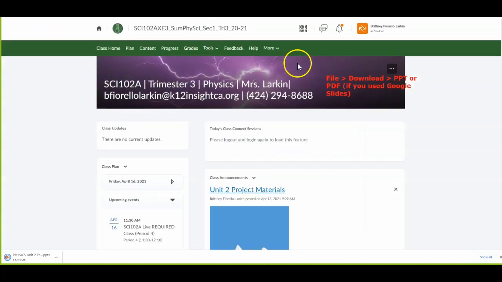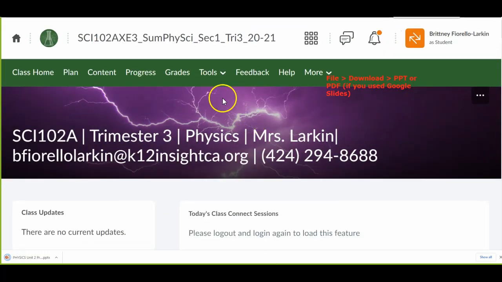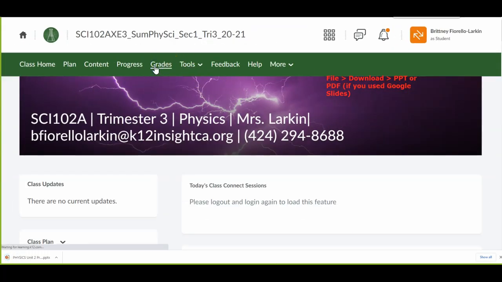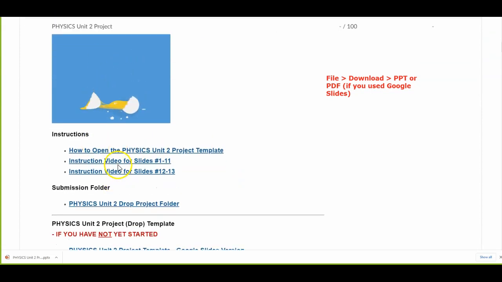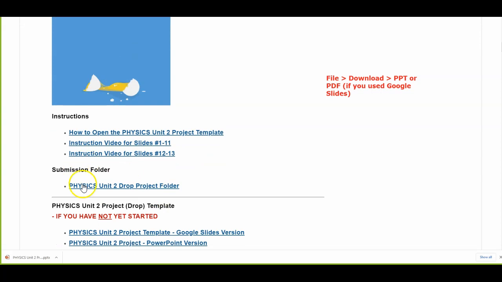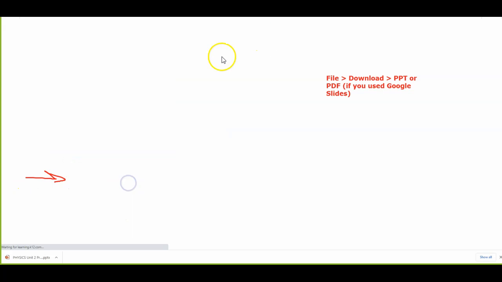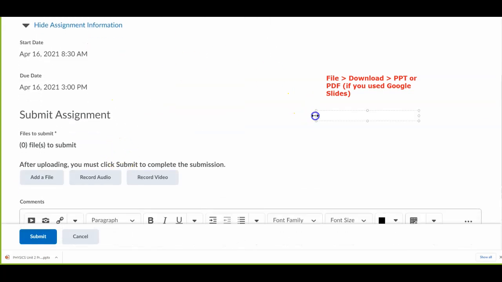And then you're going to go to your course page, and you're going to go to your grades tab, because everything's always in your grades tab. If you scroll down, you'll see the egg drop, and that is your indicator that this is the drop project. You'll see the submission folder right here, so make sure you click on the submission folder. Then you're going to click add a file and follow the directions.